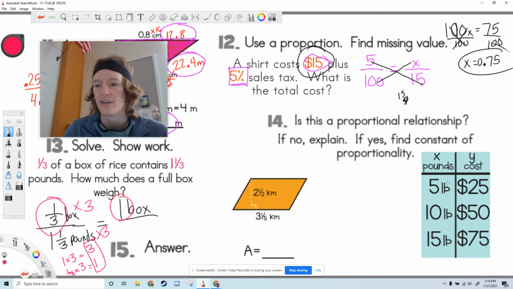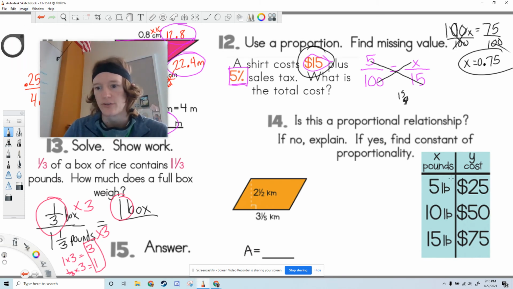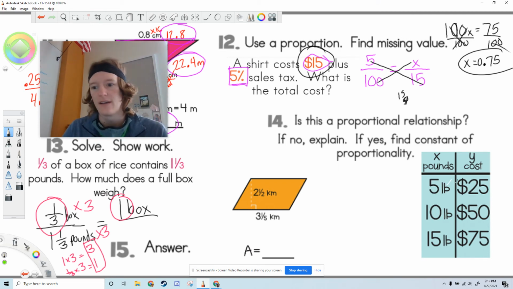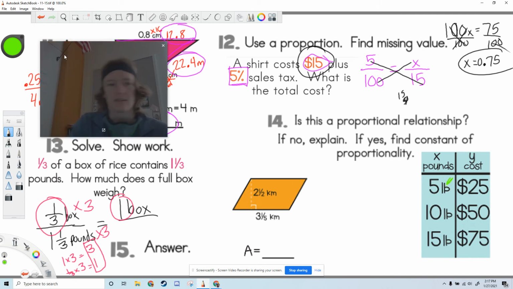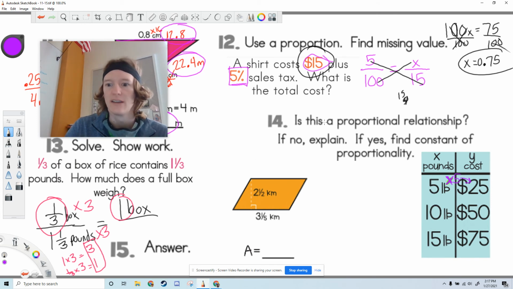For number 14 over here, we want to know, is this a proportional relationship? What do we multiply x by to make y? This one I can see, that's a bad color. Let's go purple. I can see it's 5 times 5 to make 25. Are all of these times 5? If they are, yes, they are proportional, and that number 5 is the constant.